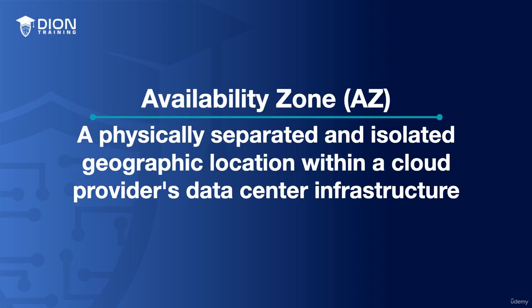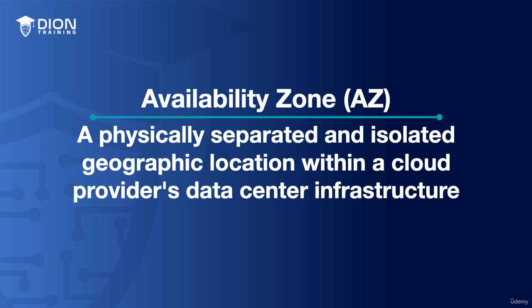First, let's discuss availability zones. In cloud computing, an availability zone, or an AZ, refers to a physically separate and isolated geographic location within the cloud provider's data center infrastructure. Each availability zone is designed to operate independently of the others and has its own redundant power and network connectivity to ensure that cloud services and applications running on one availability zone are not impacted by failures or disruptions in another.